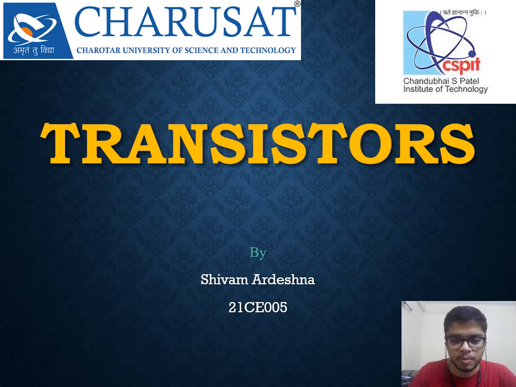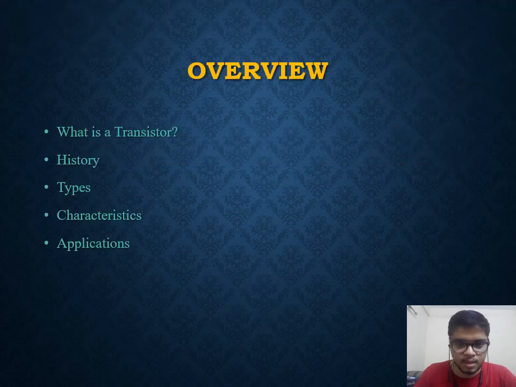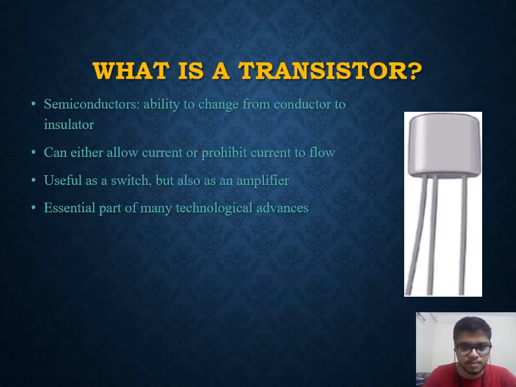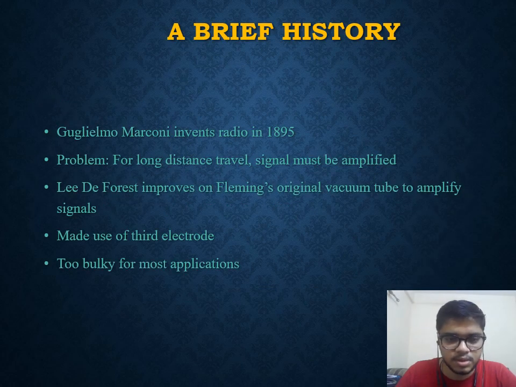Today my topic is transistors. This is the overview of what I am explaining about transistors today. What is a transistor? It is basically made of semiconductors, and it has the ability to conduct electricity and also to be insulated, so it can be used to control the flow of current. It is useful as a switch and as an amplifier also.